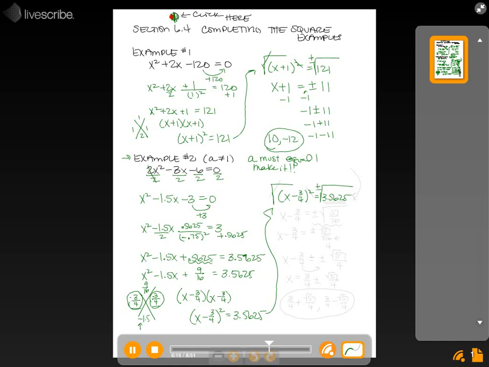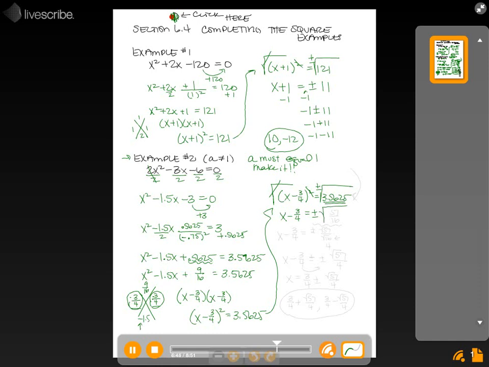Need my plus minus. My square and my square root cancel. x minus 3/4 equals plus or minus. I'm going to figure out what that square root is as a decimal. So the square root of 3.5625. And when we do that, we get a weird decimal. That tells us that our fraction is not going to simplify, so we have to go back a step. We're going to make this into a fraction.